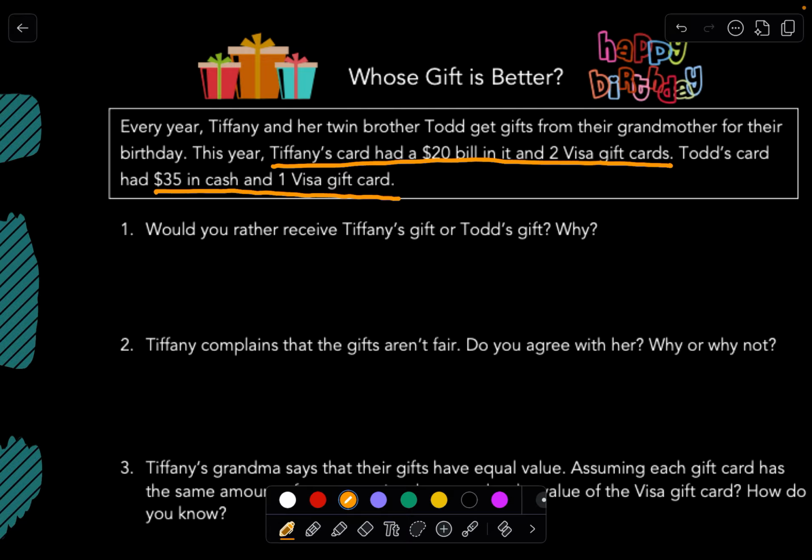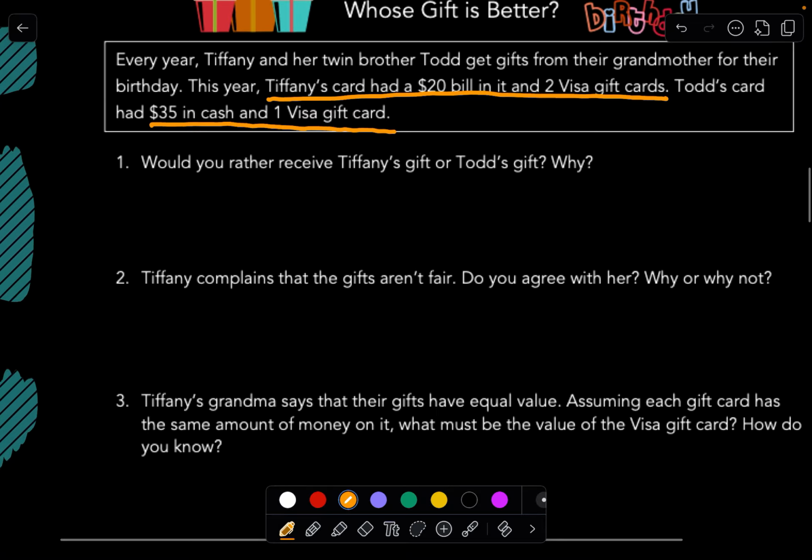You may realize that it's your personal opinion, but a lot of this depends on how much each gift card is worth. So we don't know that yet. We just know you got a gift card. Tiffany got gift cards and $20, and Todd got $35 and 1 Visa gift card. I personally would probably rather go for the cash. So I probably would want Todd's gift because that gives me $15 more in cash than Tiffany's. But you write down what you think and why.